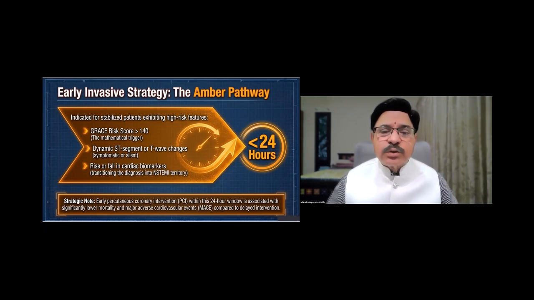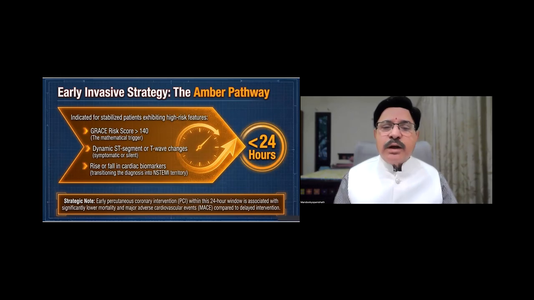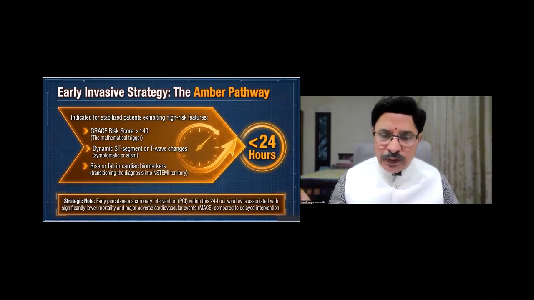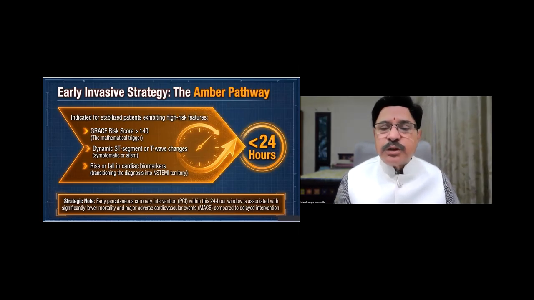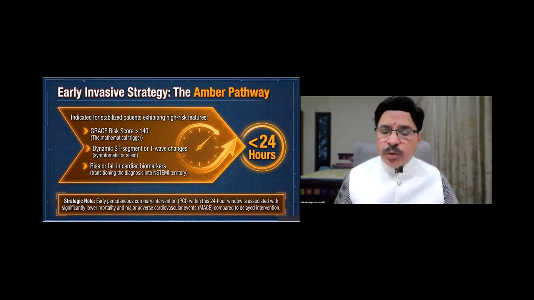Early percutaneous coronary intervention within the first 24-hour window is associated with significantly lower mortality and major adverse cardiovascular events. So what is the outcome here? Mortality benefit, MACE benefit, if you do it within 24 hours. Compared to doing it after 1 week or 1 year, when you do the procedure within 24 hours, they get benefit from major adverse coronary events and also mortality benefit.